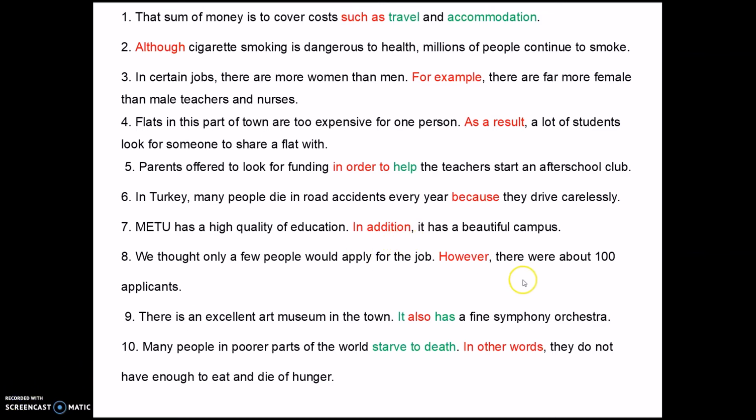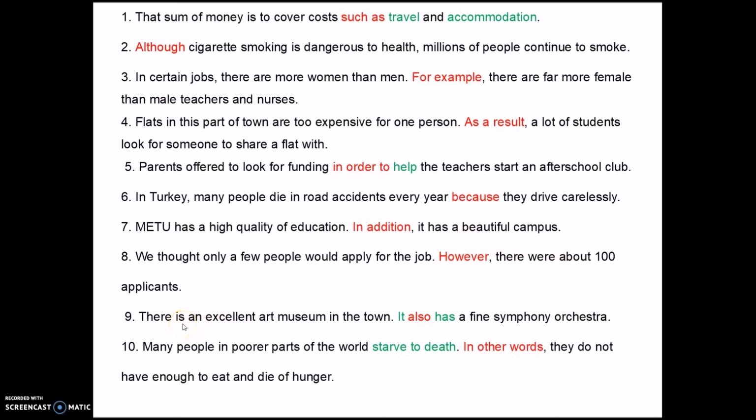In number 8, in the second part, we have an unexpected result. Like they thought only a few people would apply for the job, but there were about 100 applicants. So to show this unexpected result, we will use however.